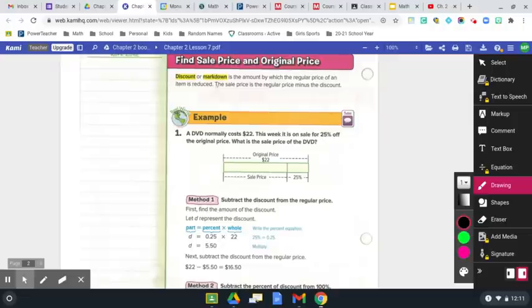So just understanding a discount or a markdown is the amount by which the regular price of an item is reduced. And so then the sale price is the regular price minus the discount, which makes sense, right? Think about when you go into stores and you're shopping and there's a rack of clothes that says this whole rack is 50% off. So there's your discount. That's your markdown.